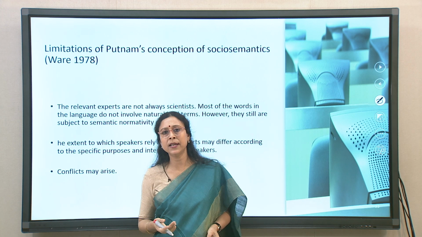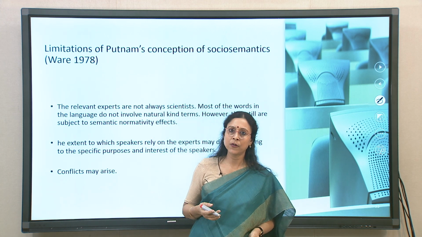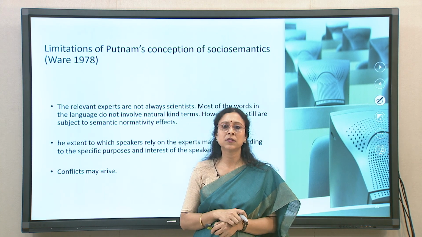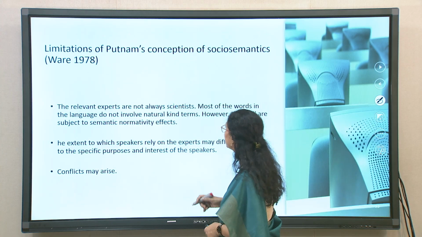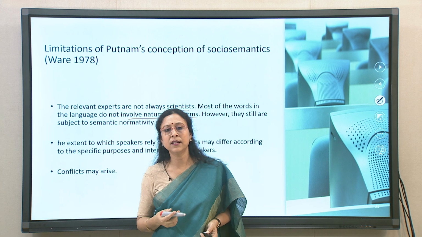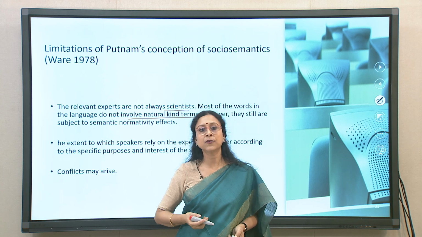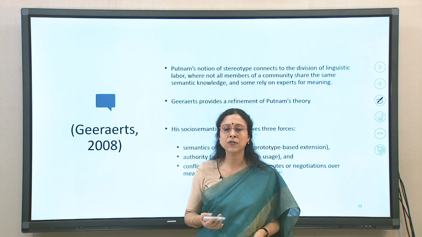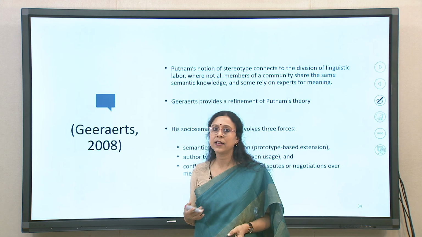Now, there are of course many limitations that have been discussed by multiple scholars. They talk about the gaps in his idea. The relevant experts are not always scientists. Whatever we call expert may or may not be a scientist. Most of the words in the language do not involve natural kind terms and so on. So, conflicts are also possible. The extent to which speakers rely on experts may differ according to specific purposes, so conflicts might be a real possibility. No society is so neatly cut and dried.